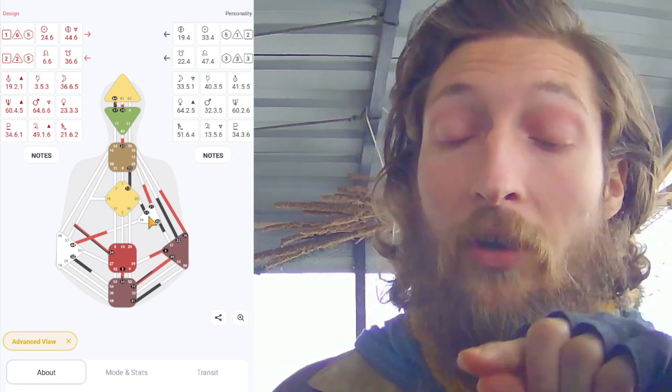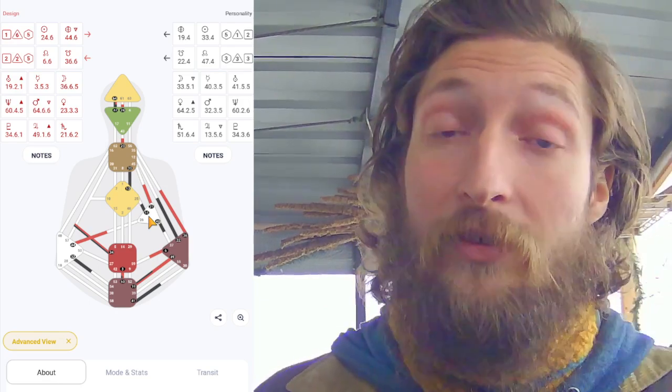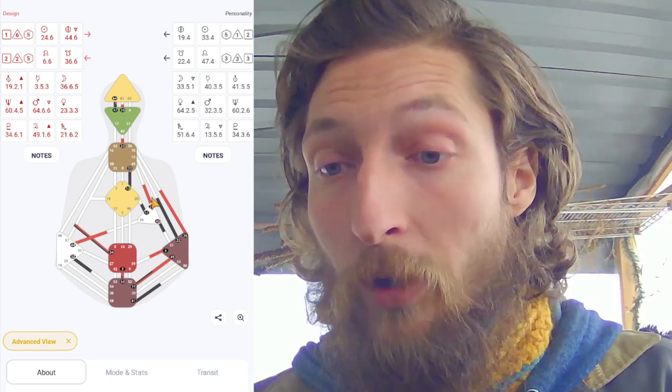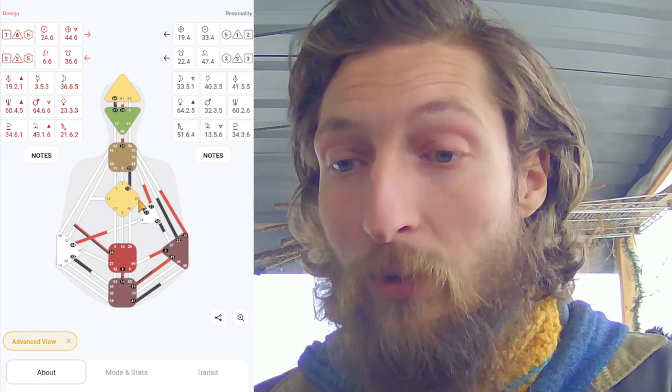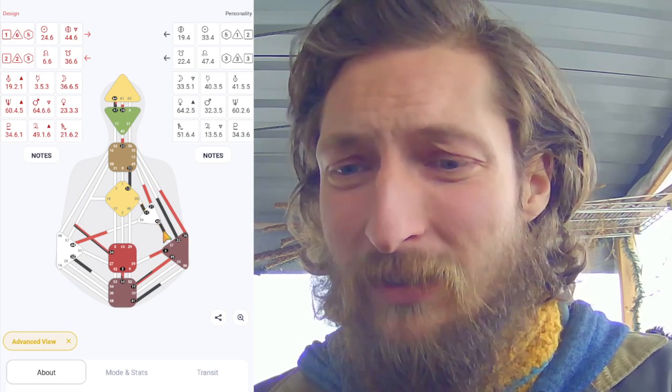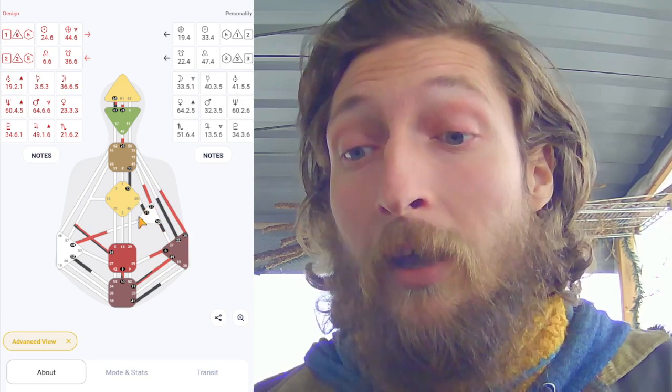However, because none of that is part of a fixed definition or a channel, like this 21 does not have the 45 on the other side. This 51 does not have the 25 on the other side. This 40 does not have a 37 on the other side. That makes this center undefined.